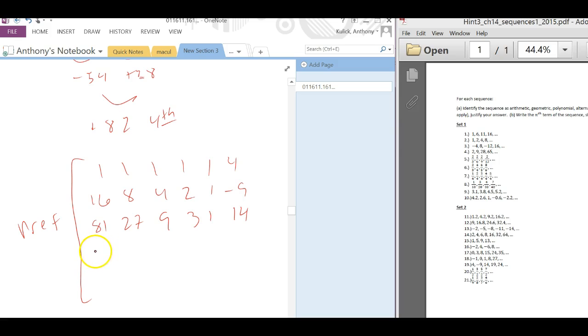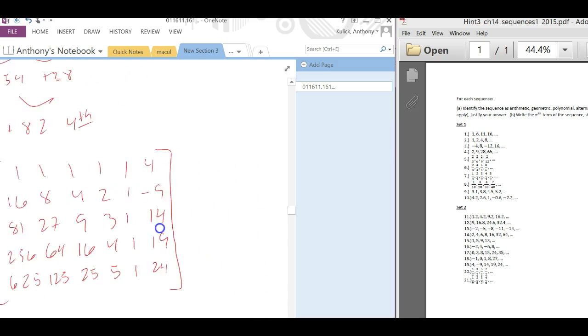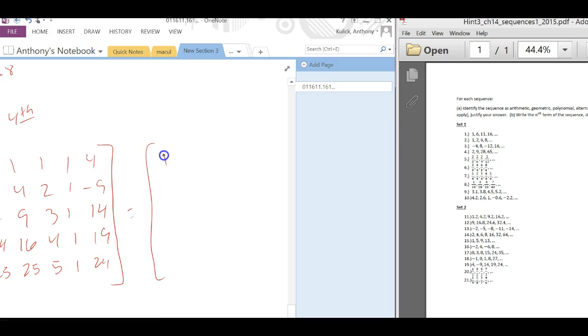Oh, brother. 4 to the 4th is 256, 64, 16, 4, 1, and then 19. Then I have 5s. 5 to the 4th is 625. That was a 2 there that I just drew probably pretty poorly. 5 to the 3rd, 5 to the 2nd, 5 to the 1st, 5 to the 0, and then 24. And I threw up a little bit in my mouth while I did that. 5. Oops. And I don't know what's going to go there yet.